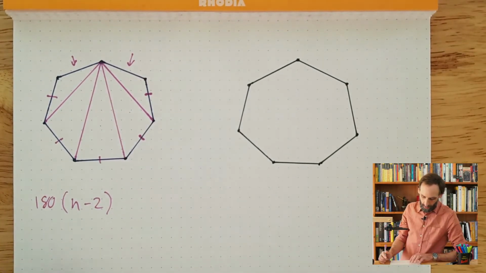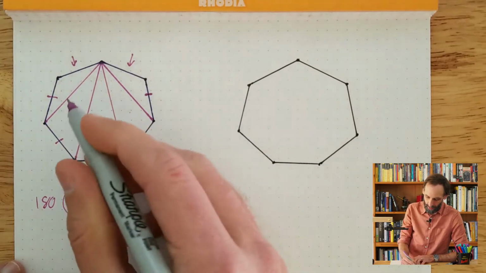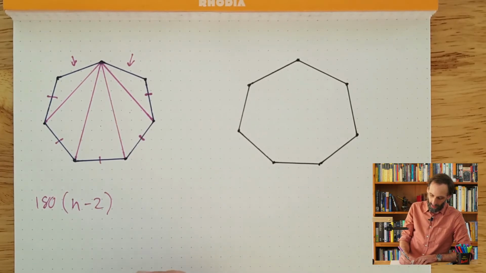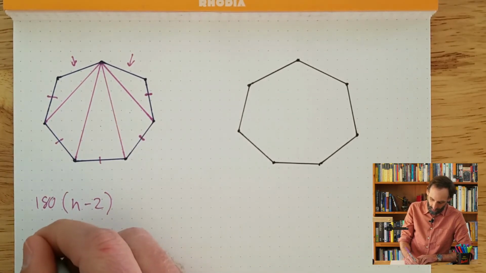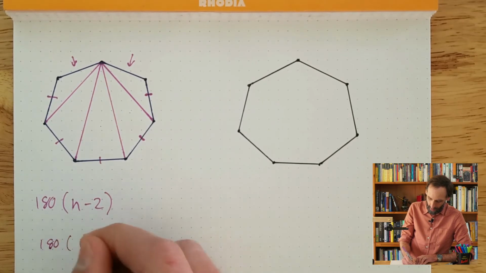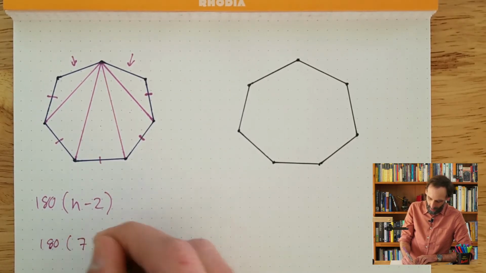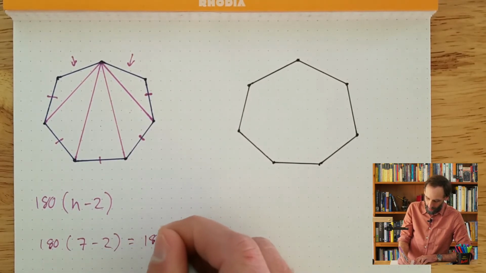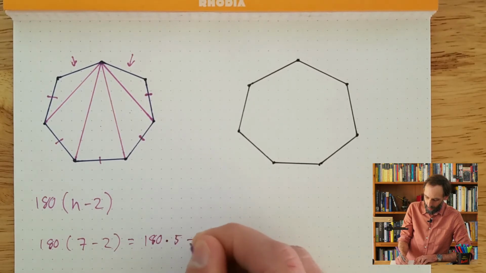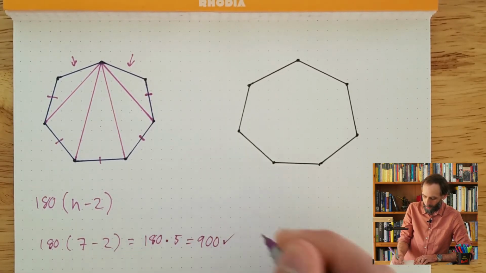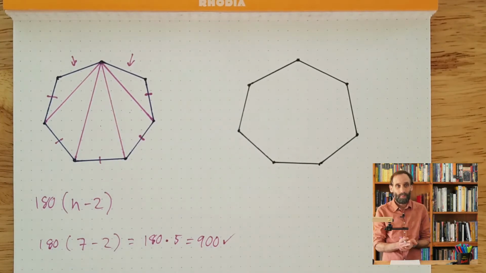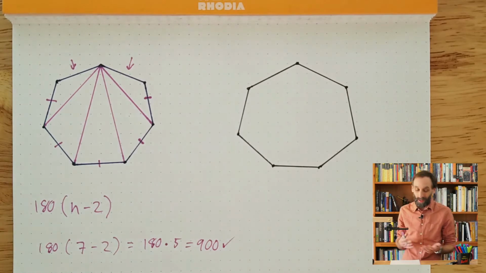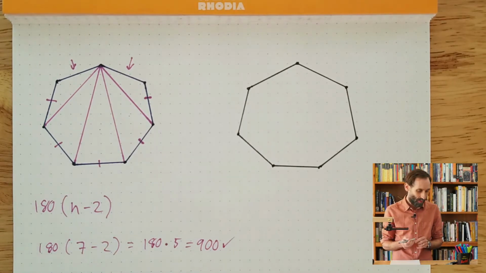Okay, well, if we do that, that should give us the angle sum of all these triangles combined. So let's see what happens if we do that for the 7-gon. Well, that would be 180 times, well, a 7-gon has 7 sides, minus 2, which equals 180 times 5, which does in fact equal 900, which is what we expected to get from the pattern, right? Now that doesn't mean we've proven it, but it's always a good sign when things are working out the way that you expect them to work out.